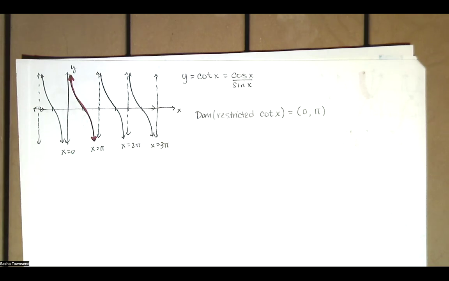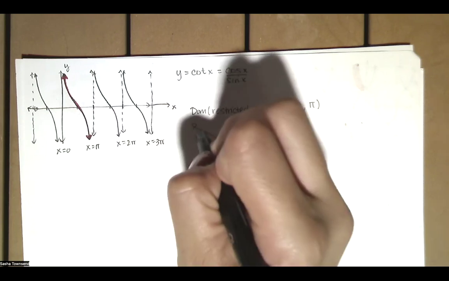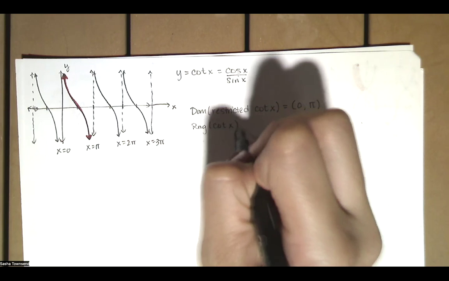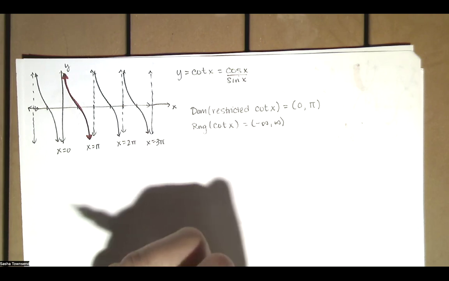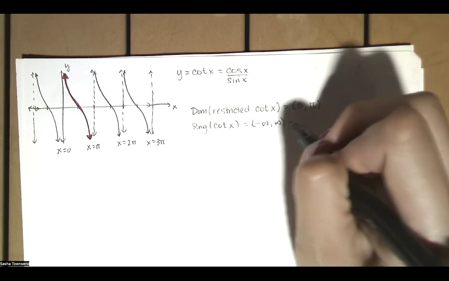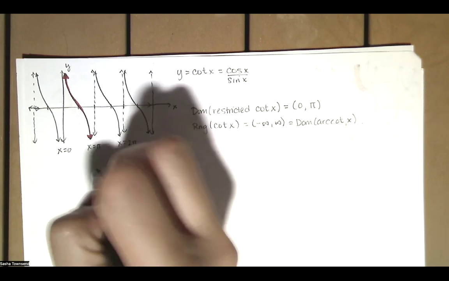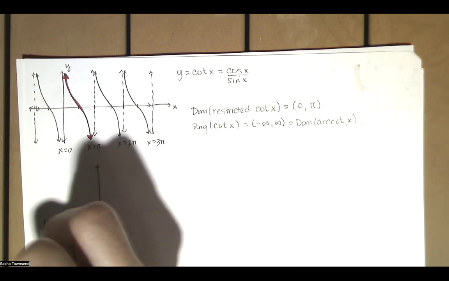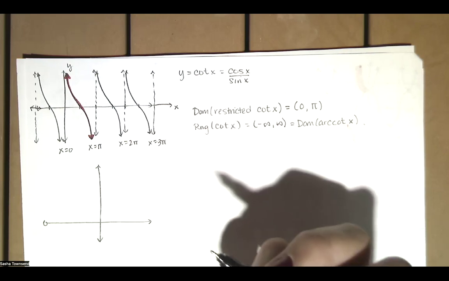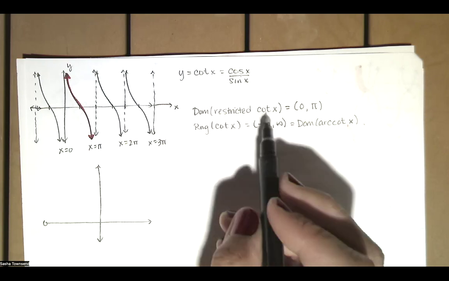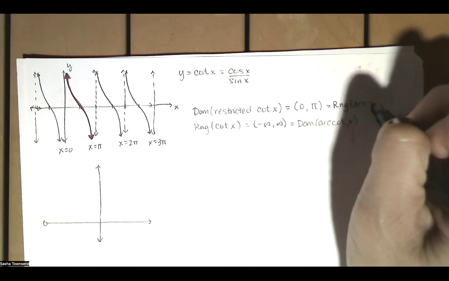Now you have to be careful with this one if you're using a calculator, and we'll talk about that in a minute. But we'll restrict ourselves to 0 to pi. The range of the cotangent is still negative infinity to infinity. And then we switch the roles of x and y. So the range of the cotangent will become the domain of the arc cotangent. So our domain will be negative infinity to infinity. And then the domain of the restricted cotangent will become our range. So our range will be 0 to pi.